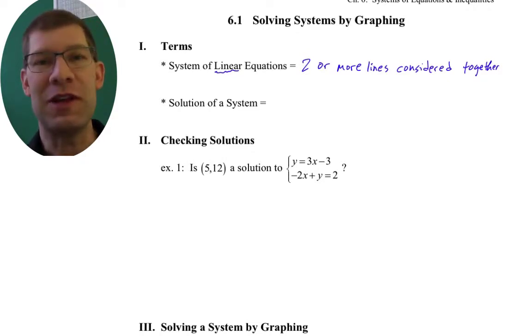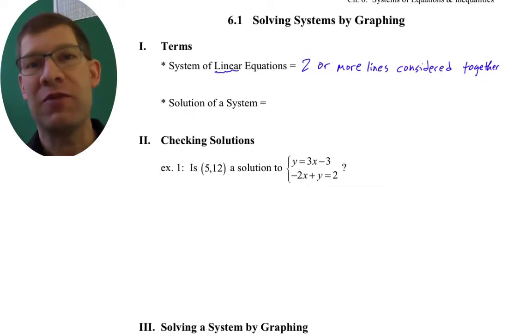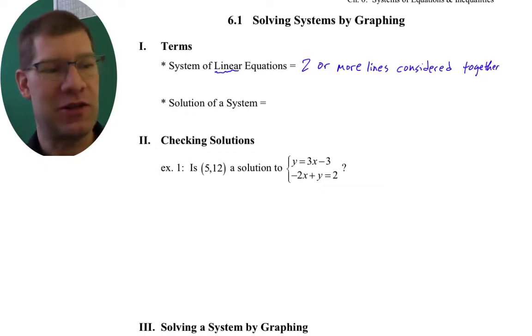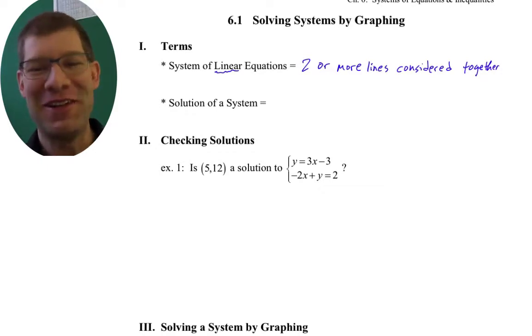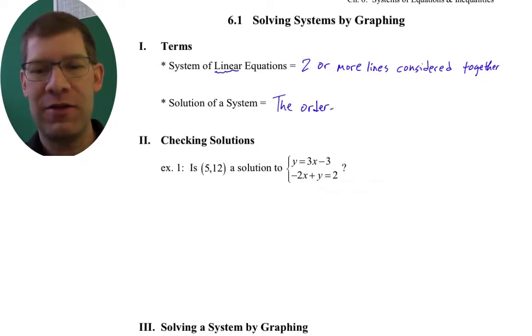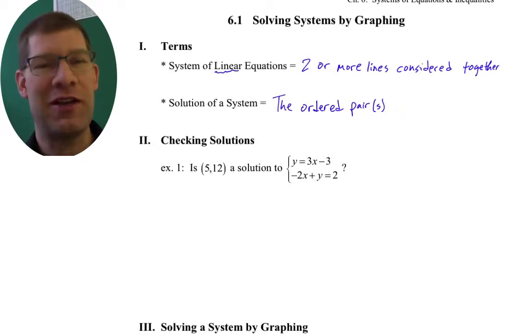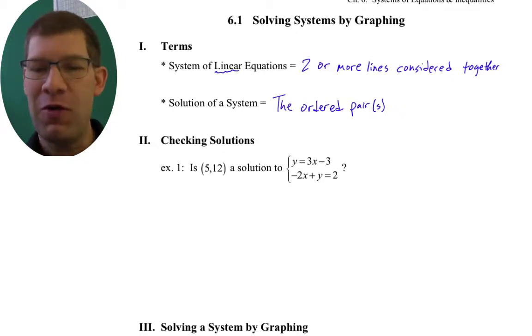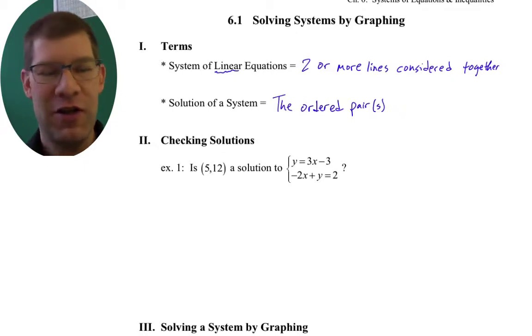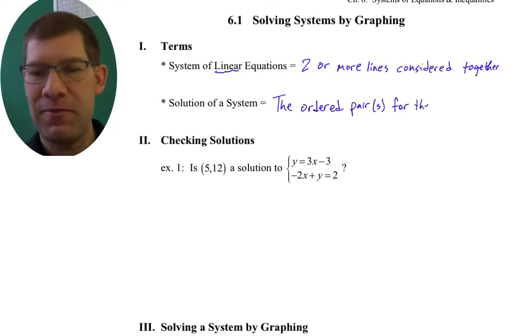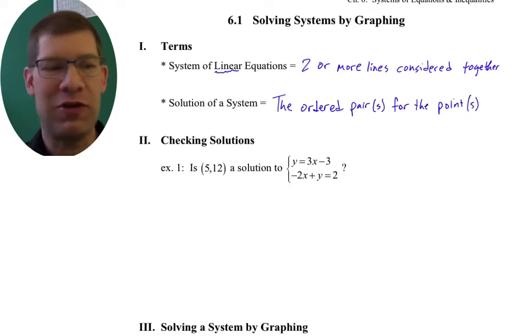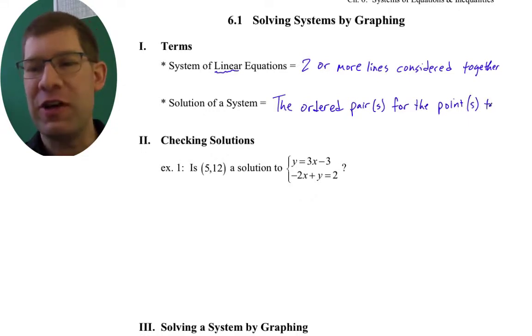The solution is going to be what point works in both lines, what point is going to fit both line equations. So the solution is going to be the ordered pair, and I'm going to throw an S after that word pair because it could be more than one point that works, and we'll get into that several sections in. But the ordered pair, or ordered pairs, for the points. That could be a singular point or it could be plural, that satisfy all the equations.